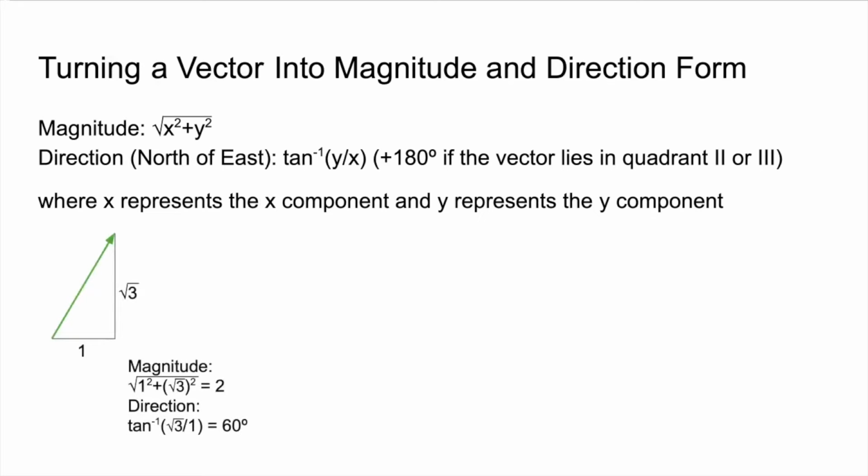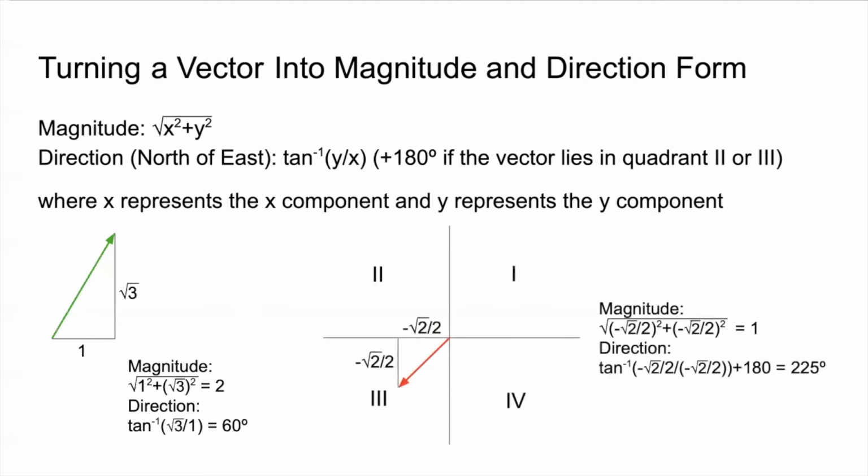So let's turn the green vector back into magnitude and direction form. So we know what the x and y components are. So its magnitude is just the square root of 1 squared plus root 3 squared, which is 2. And the direction is arctan of root 3 over 1, which is 60 degrees. And the red vector has a magnitude of 1 by the Pythagorean theorem, and the direction is arctan of negative root 2 over 2 divided by negative root 2 over 2, and then plus 180 degrees because the red vector lies in quadrant 3. So it is 225 degrees.